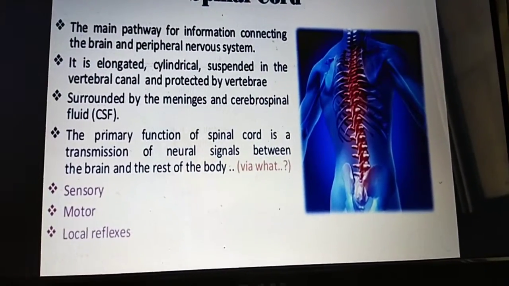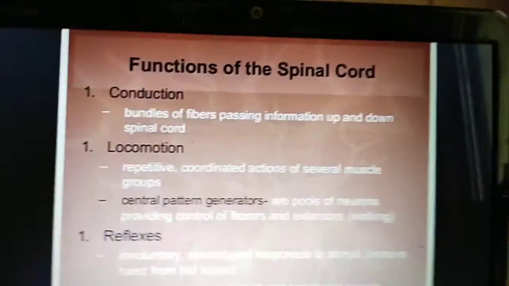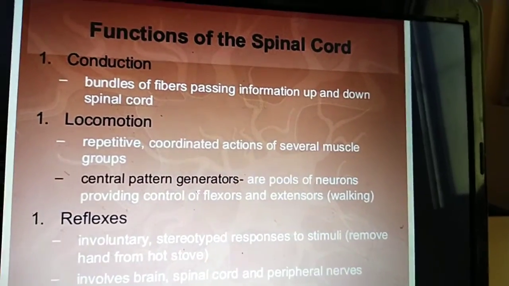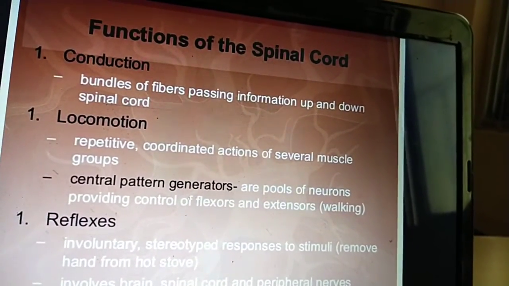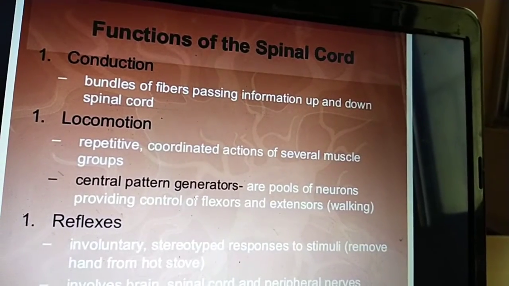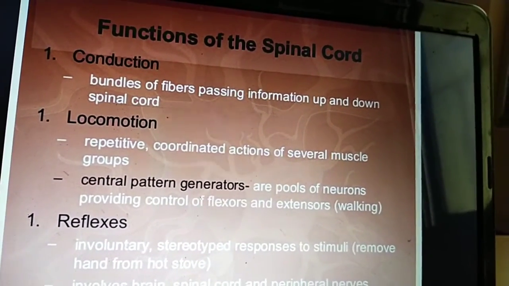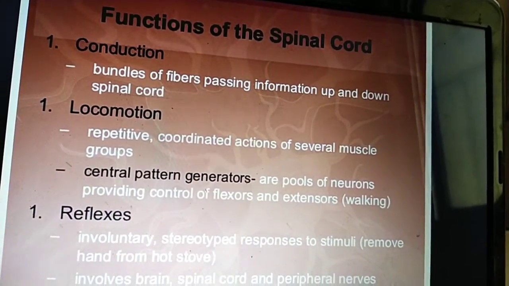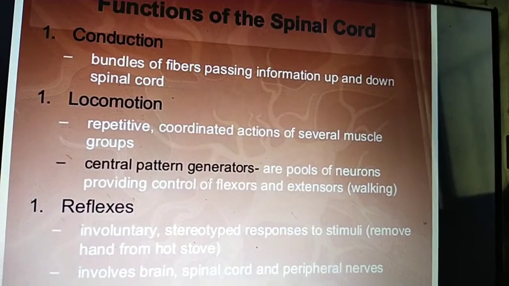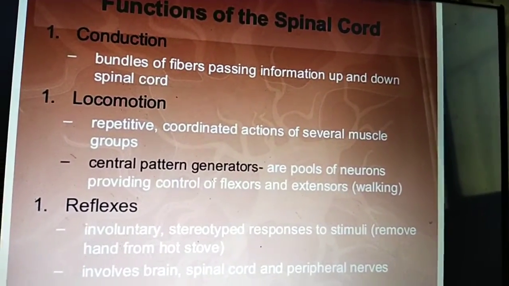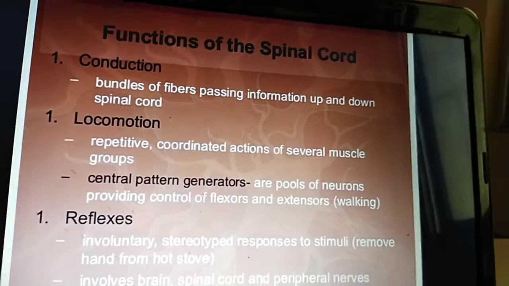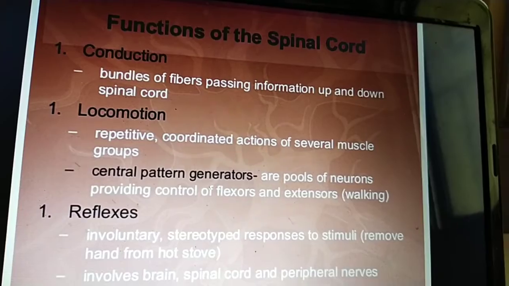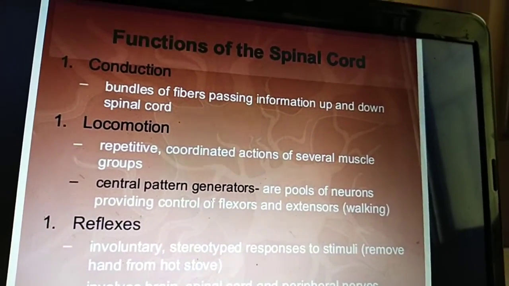Okay, we can go for the next slide. The main functions of the spinal cord are conduction, locomotion, and reflexes. Conduction: bundles of fibers passing information up and down through the spinal cord. Locomotion: repetitive coordinated actions of several muscle groups. Central pattern generators are pools of neurons providing control of flexion and extension.